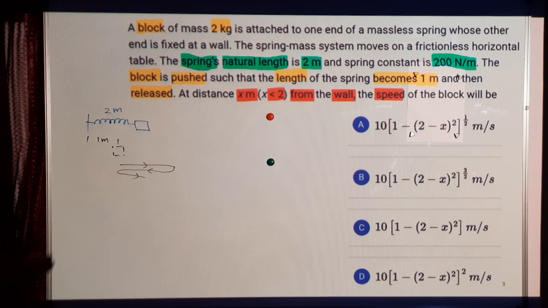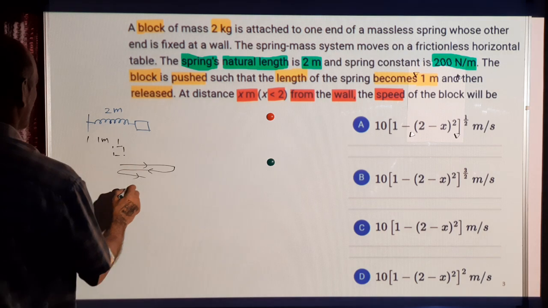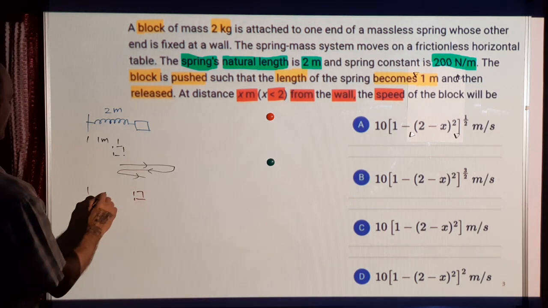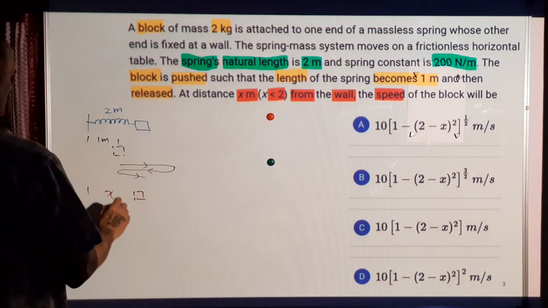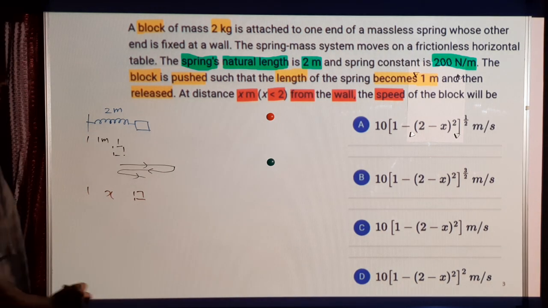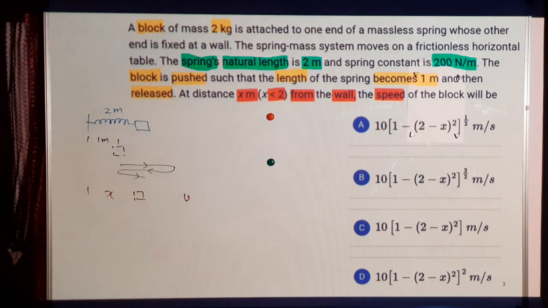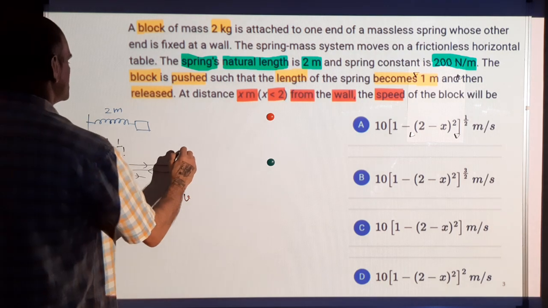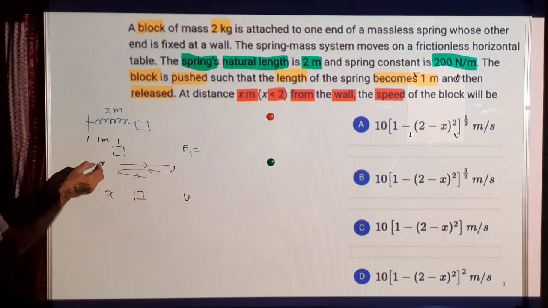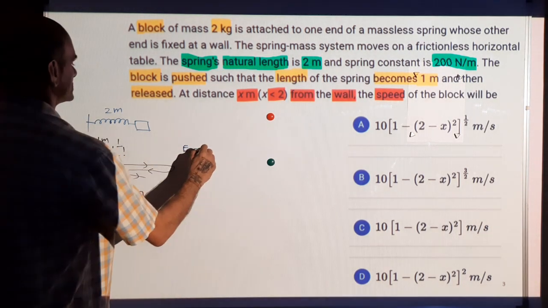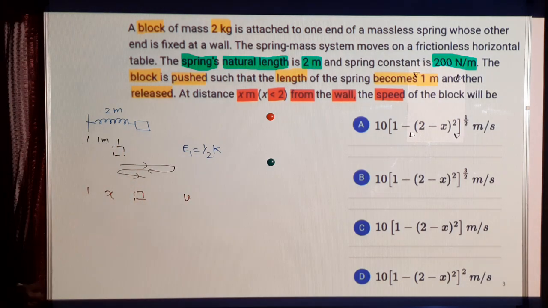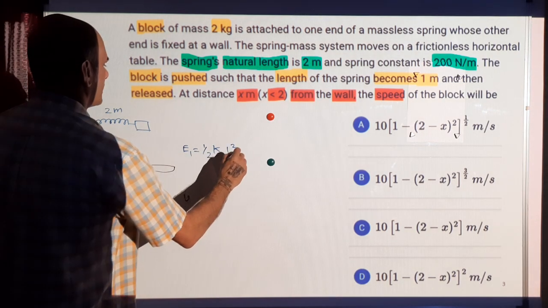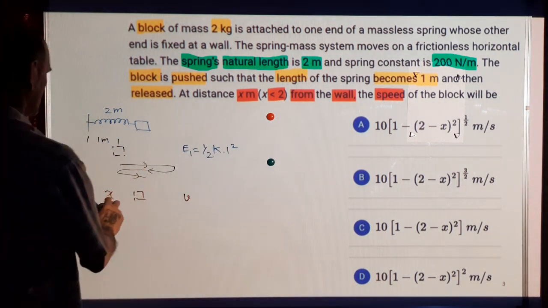So when it's going like this, at a particular moment, it will be at a distance x from this fixed end. So at this instant, we have to find the speed v. If you consider this as state 1, the energy in state 1: kinetic energy at the turning point is 0, so it's half k x square. The compression is 1 because from 2 it's being compressed to 1 meter. Kinetic energy is 0.